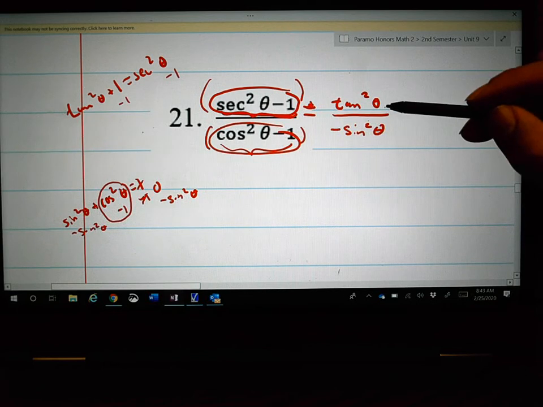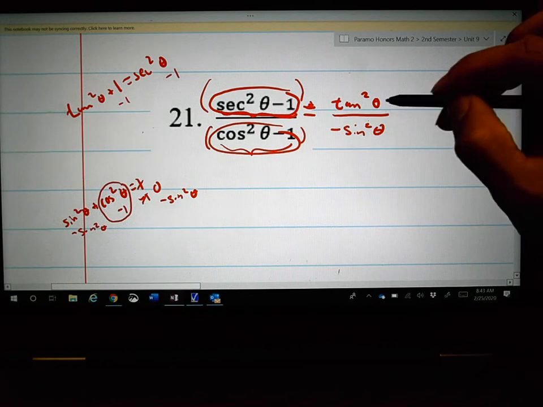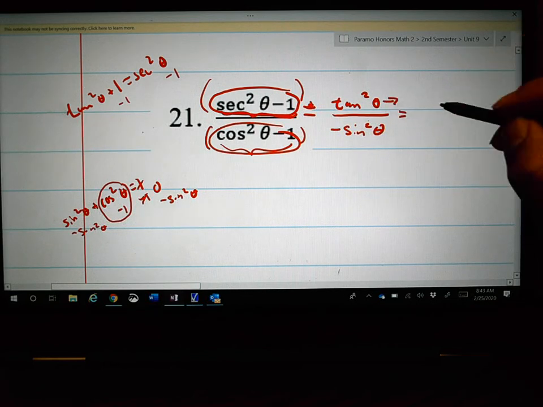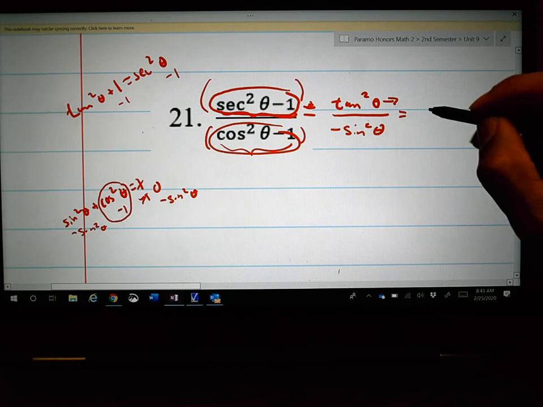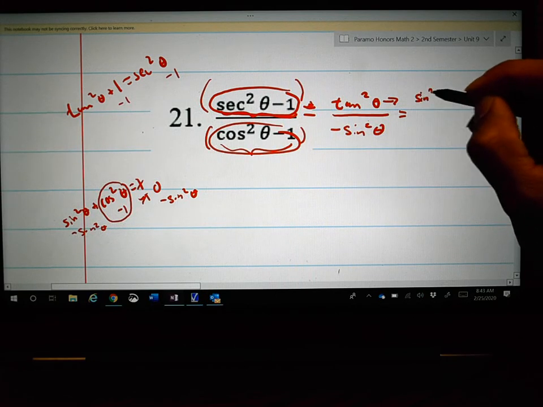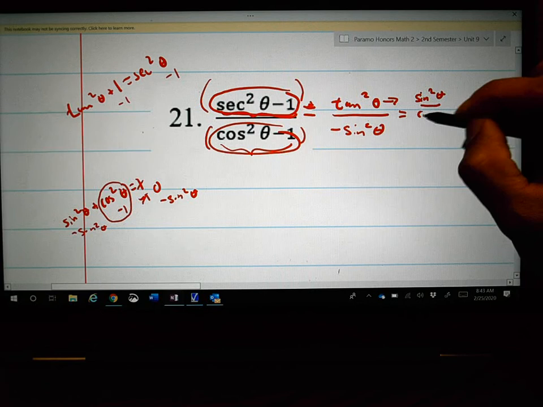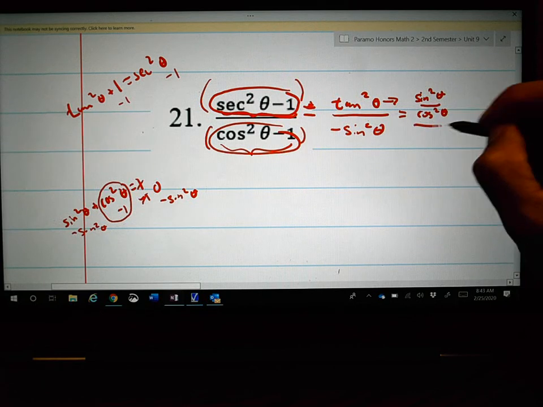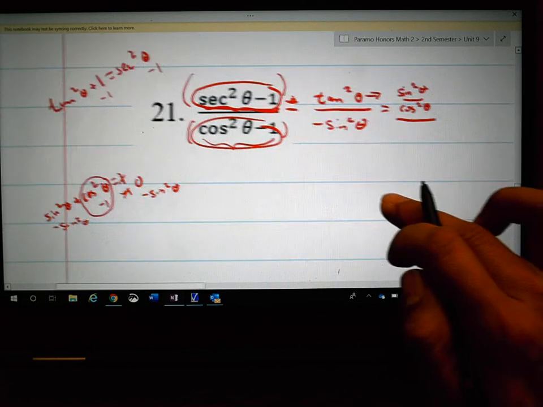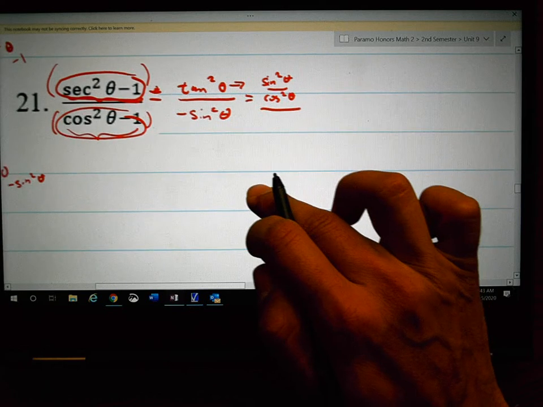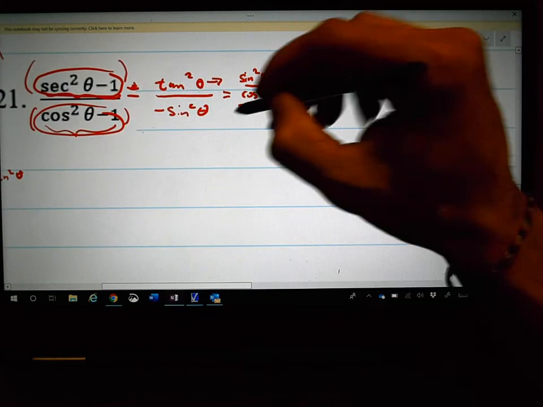I think this simplifies as well. I'm going to turn the top into something. The top is the same thing as sine squared of theta over cosine squared of theta. Isn't that the same thing as tangent squared of theta? Divided by, this stays the same.